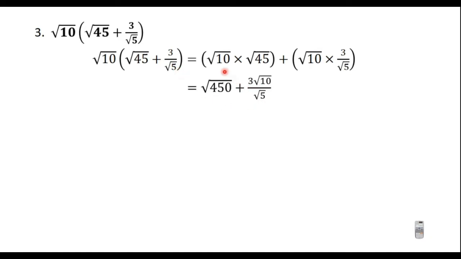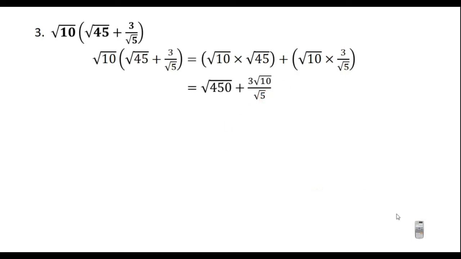So from here we know that you multiply what is under the square root sign. So square root of 10 will multiply square root of 45. We are going to get square root of 450, then plus square root of 10 times 3 over square root of 5 will give us 3 times square root of 10 all over square root of 5, because you know that square root of 10 is divided by 1. So square root of 10 will multiply 3 to give us 3 root 10. 1 will multiply square root of 5 to give us square root of 5. So we simplify from here.